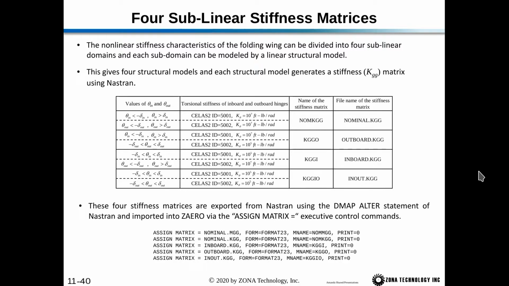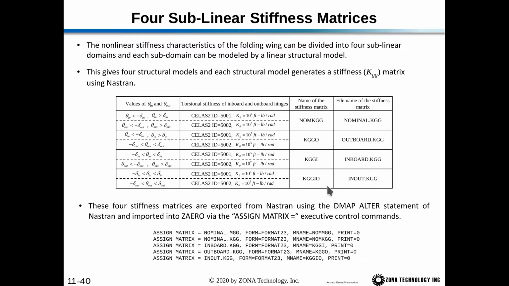Now we have 4 sublinear stiffness matrices. The nonlinear stiffness characteristics of the folding wing can be divided into 4 sublinear domains, and each subdomain can be modeled by a linear structural model. So this gives 4 structure models, and each structural model generates a stiffness matrix using Nastran. Our first case is the nominal stiffness matrix, where both rotation angles are outside the soft spring region. So k theta is 10^7 foot-pounds per radian.